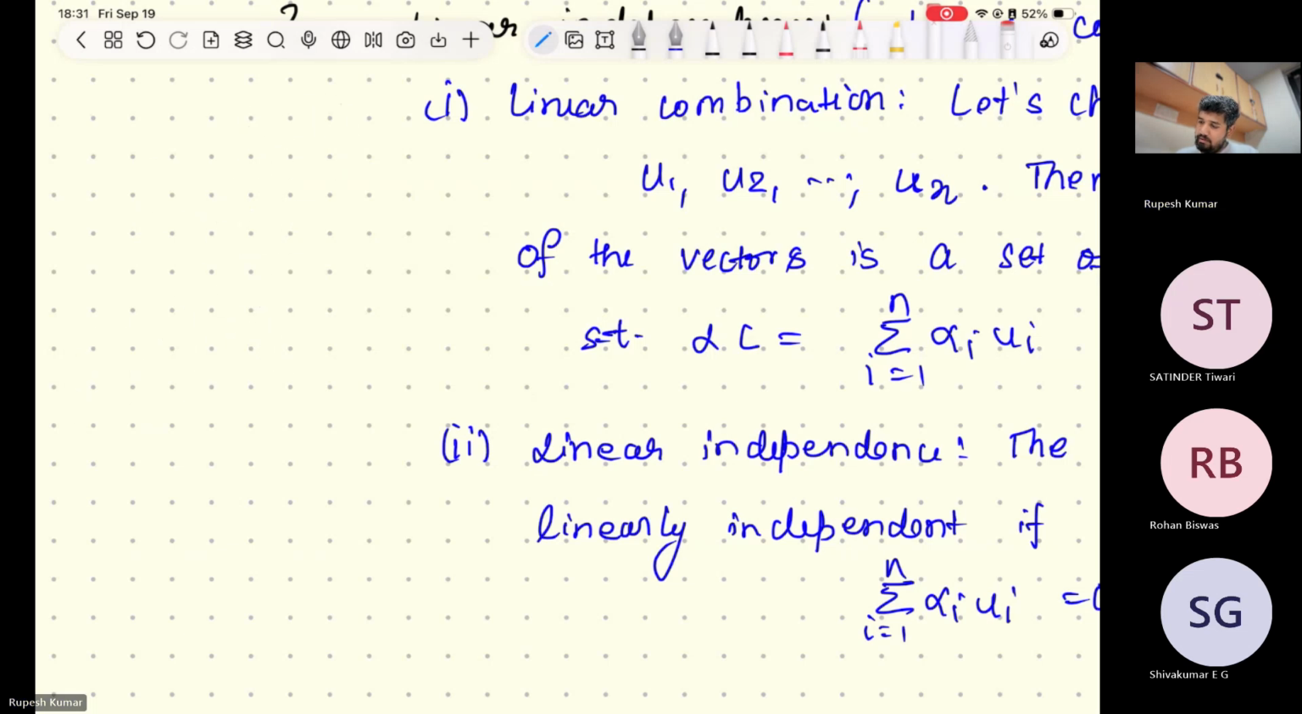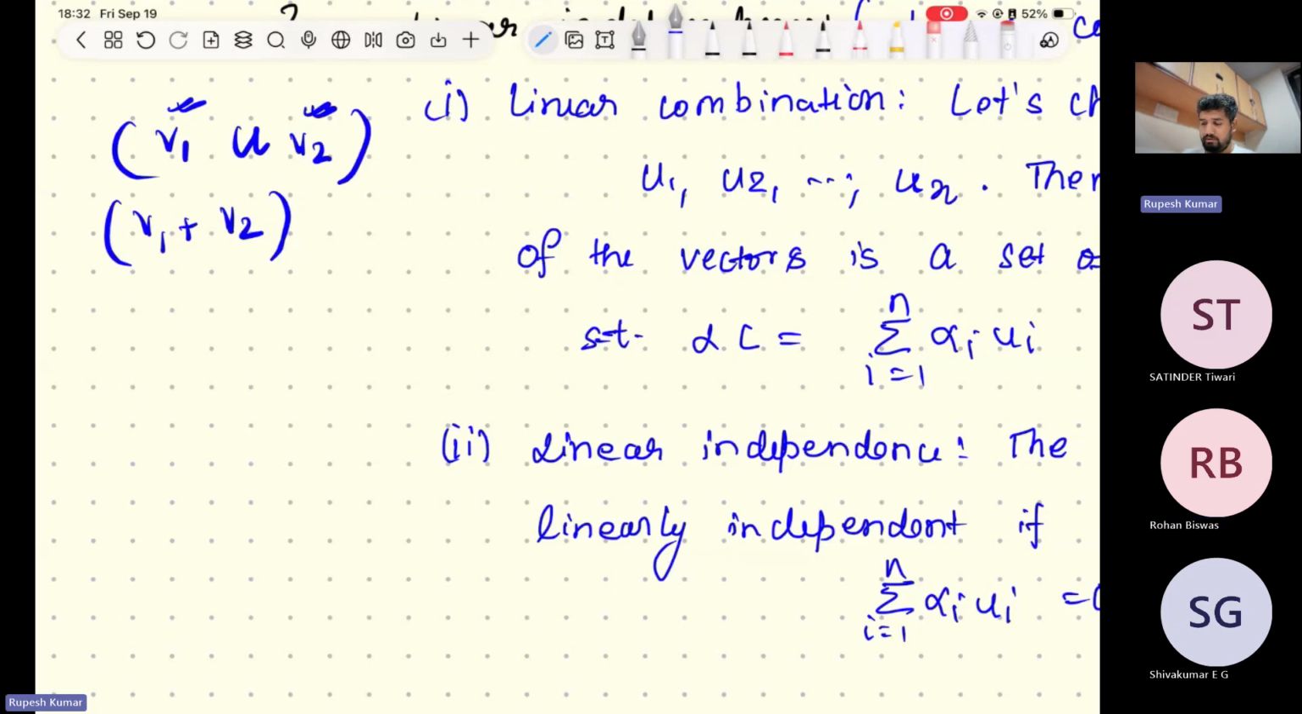Okay, so let me write it. Let's say V1 defines a vector space and V2 defines a vector space. I'm talking about V1 plus V2, right? I'm talking about vectors that lie along V1 as well as along V2, so I'm talking about the union, V1 union V2, right?